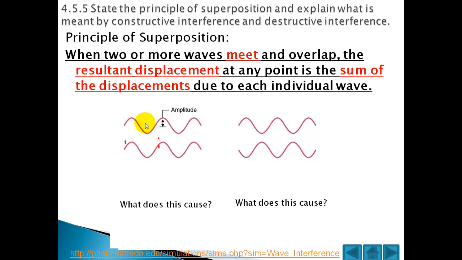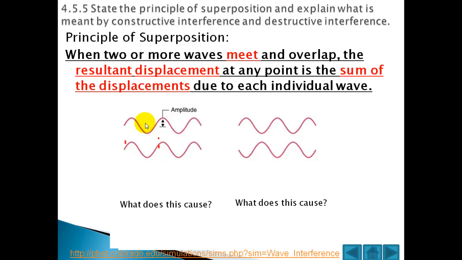So, the principle of superposition and constructive and destructive interference. So, when two or more waves meet and overlap, the resultant displacement at any point is the sum of the displacements due to each individual wave. This question is often asked in exams, and if you do not mention displacements, you do not get the mark.